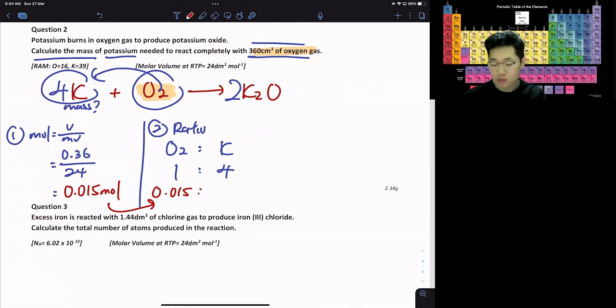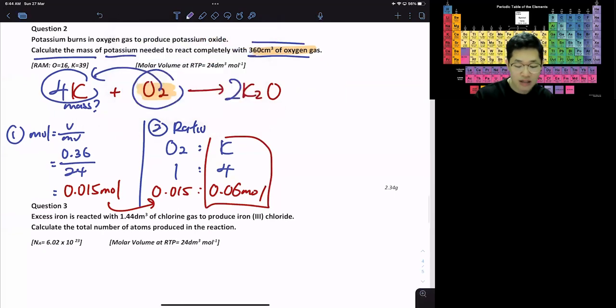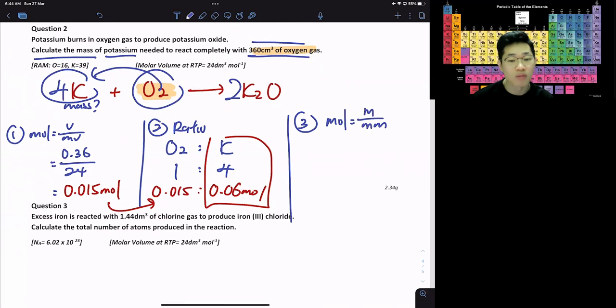That means you have to times 2. 0.6 times 2. You need to times 4 times 4. So to get 0.06 mole of K. Then you can finally find the mass of K by using mole equals to mass over molar mass.